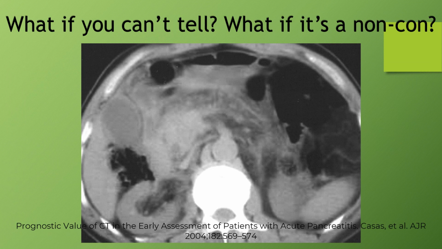So what if you can't tell if it's an interstitial edematous or if it's a necrotizing pancreatitis? Sometimes it can be hard. And what if they order the CT without IV contrast and you can't judge the amount of enhancement in the parenchyma? Well, you just take your best guess. Sometimes the parenchyma is so edematous that it can look like it's not enhancing. In these cases, it's really hard to say for sure. So you just take your best guess.